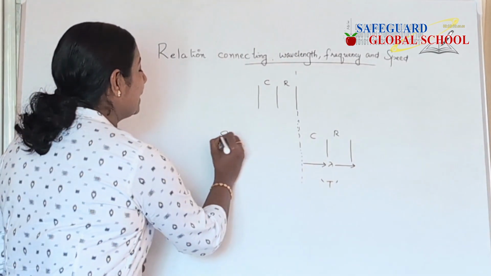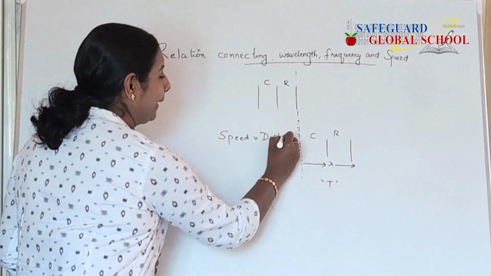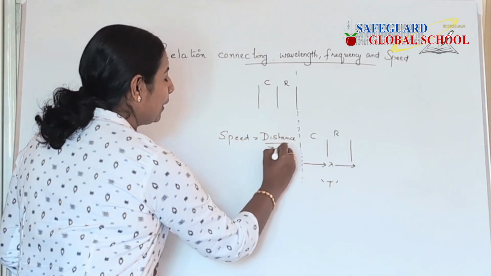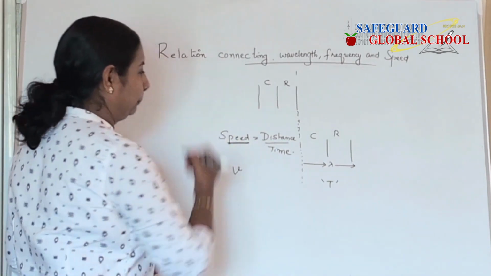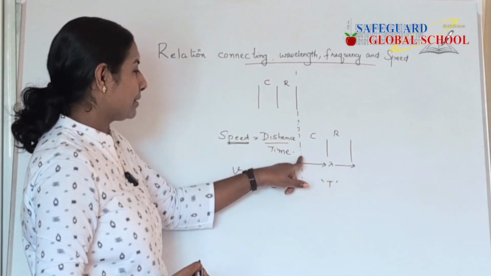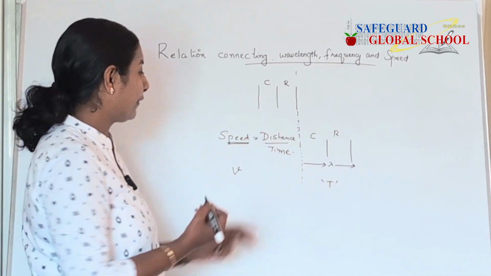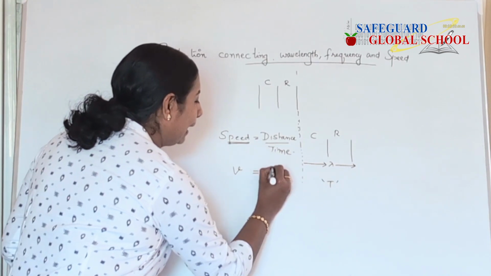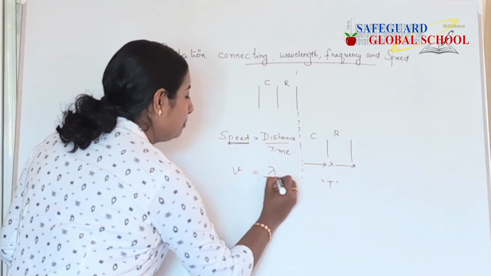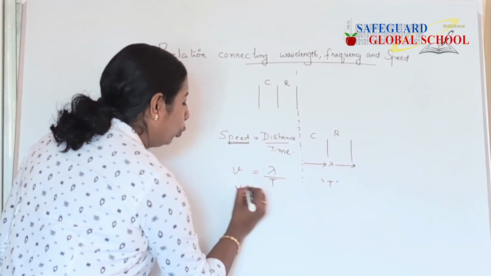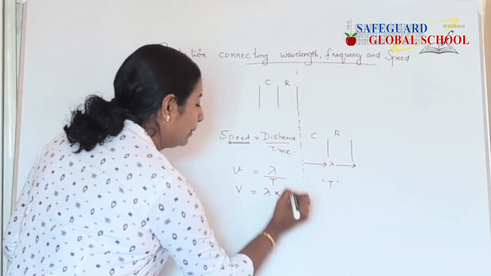We have studied in the chapter motion that speed is given as distance by time, isn't it? So, let the speed be denoted by v. The distance traveled by the compression and the rarefaction when they cross the reference line is lambda, and the time taken for it is t. So, v is equal to lambda into 1 by t.